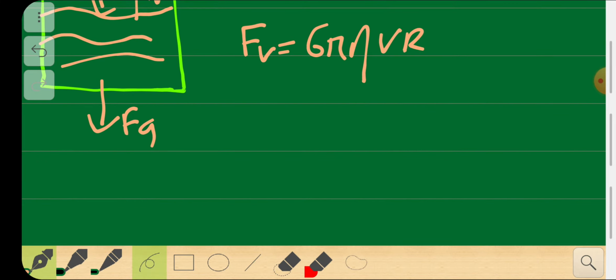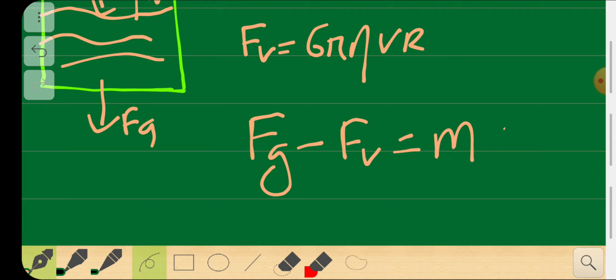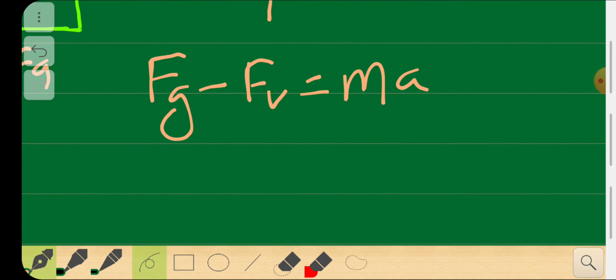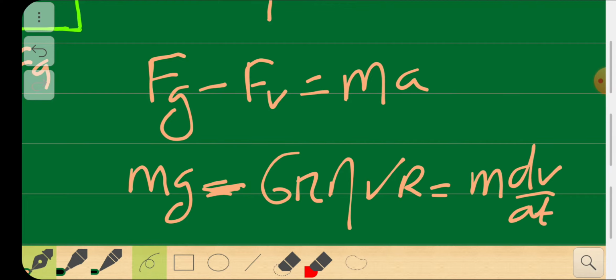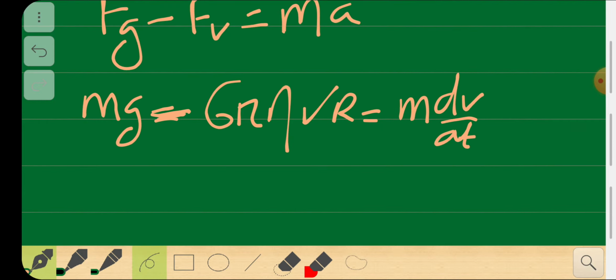So you can write down that the total force here, which is F gravitation minus F viscous, must be equal to, using the equivalence principle, some m a, right? So that's basic. So now we can say gravitational force mg minus 6 pi eta v r must be equal to m times dv by dt, right? I just substituted the gravitational force. The mass m is the mass of the ball.